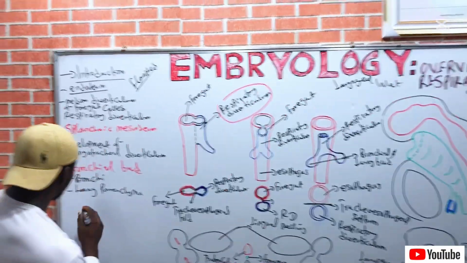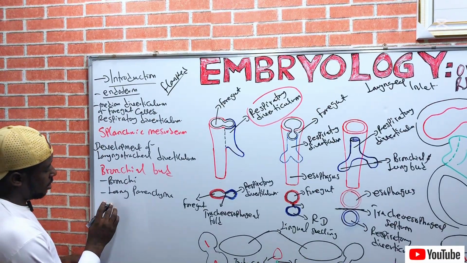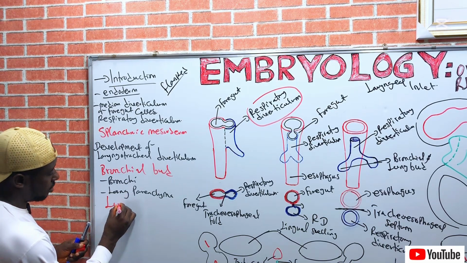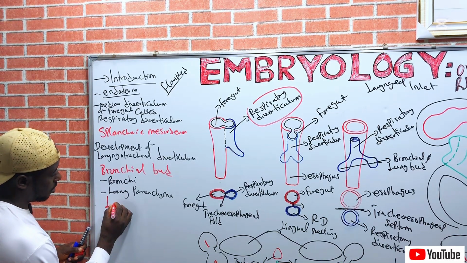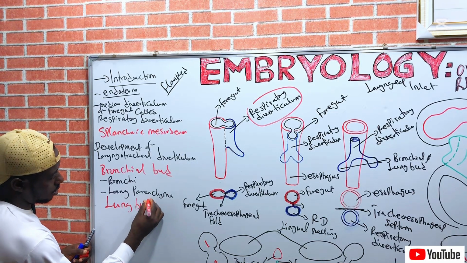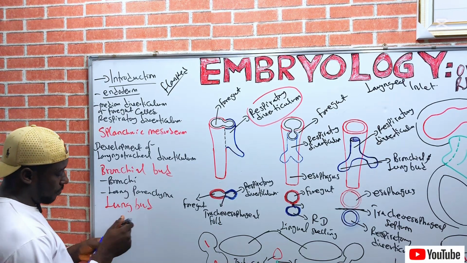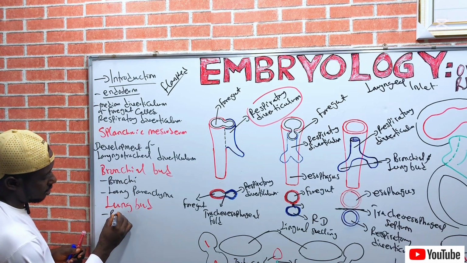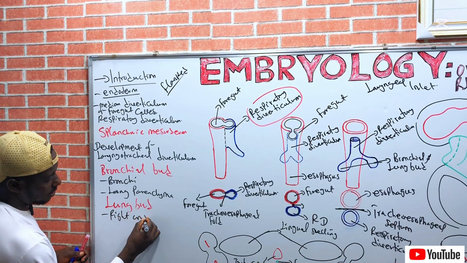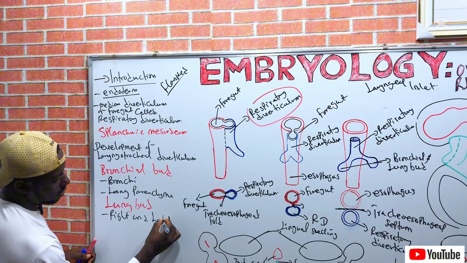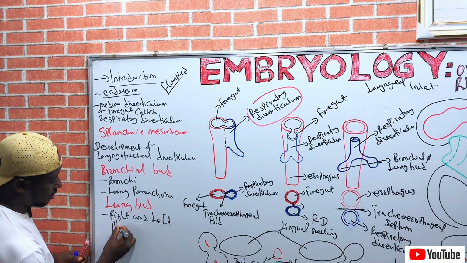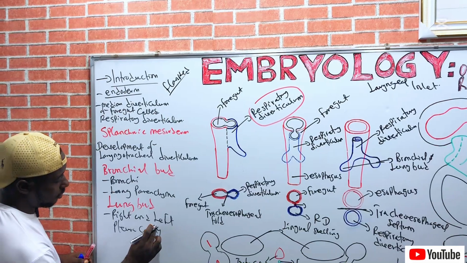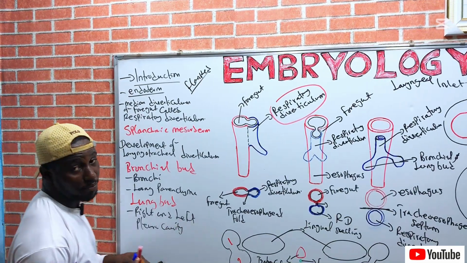That means the lung bud forms the right and left pleural cavity. Forms the right and left pleural cavity.